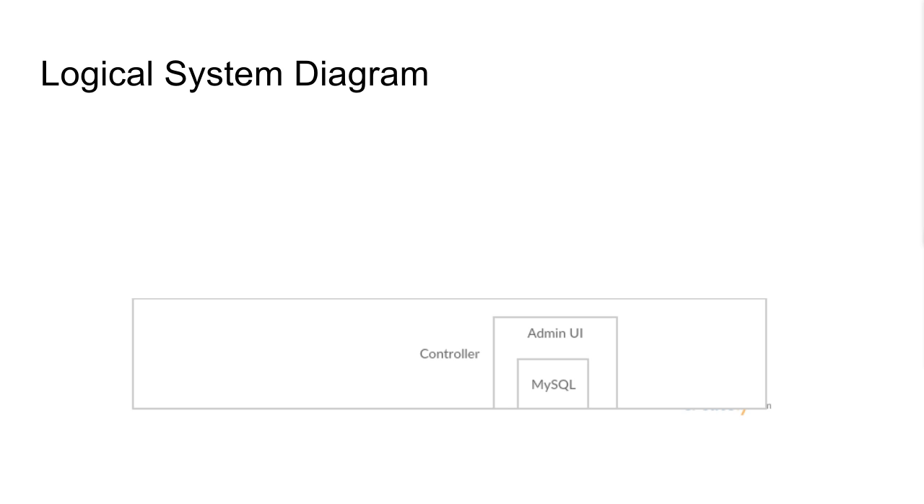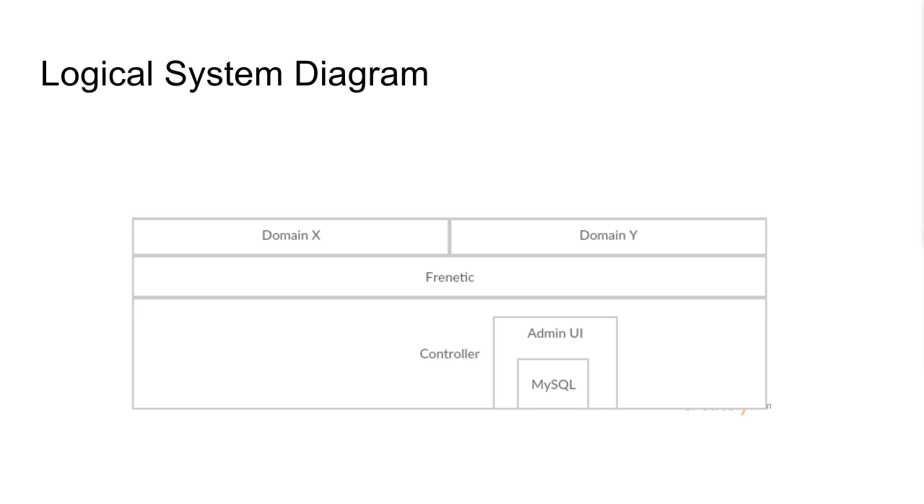For the database itself, it was placed on the controller for ease of implementation, but it could also reside on its own system. On top of that, we have Frenetic, the OpenFlow controller. It sits on top of the controller itself, and it's the interface between the controller and each switch on the network. Network policies are generated within the admin UI and applied via Frenetic, and those are pushed out to each switch routable on any domain.